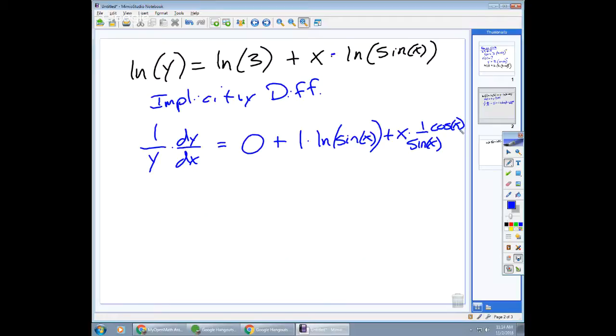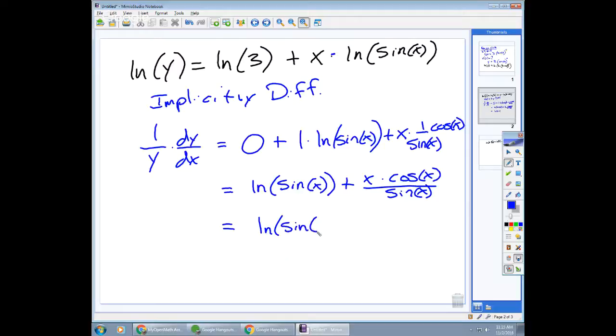All right, so cleaning that up just a little bit on the right side, I have the natural log of the sine of x plus x times cosine of x over sine of x. Now you could at this point choose to say, oh, cosine over sine, that's really the cotangent. So you could rewrite it that way too, so that'd be another option. Or you could leave it as sines and cosines. I don't think it's a big deal. That's supposed to be an x. So that's another way you could write that.